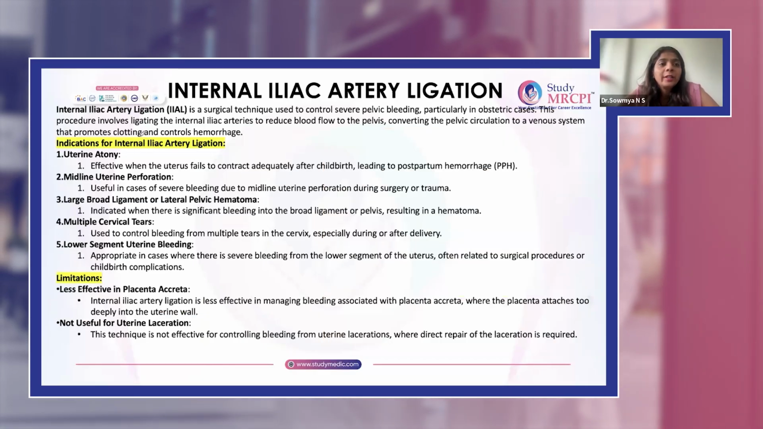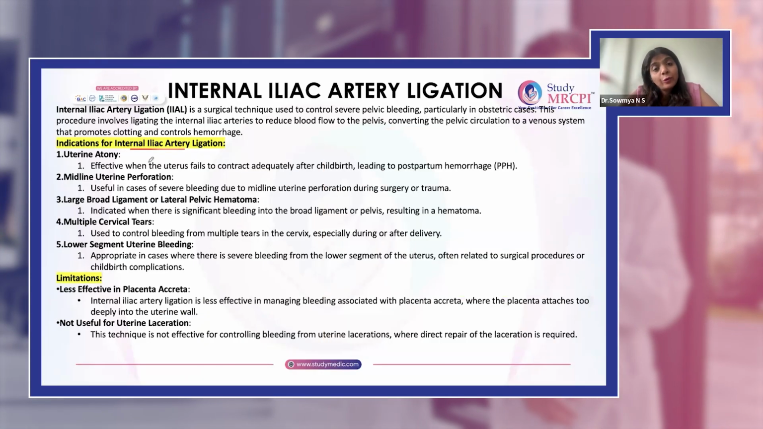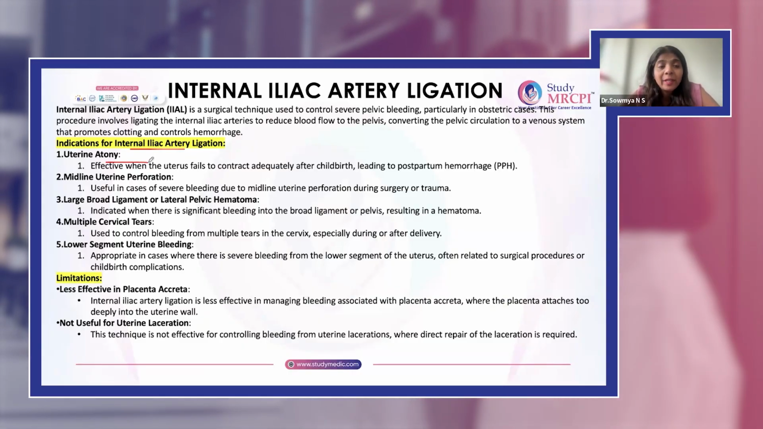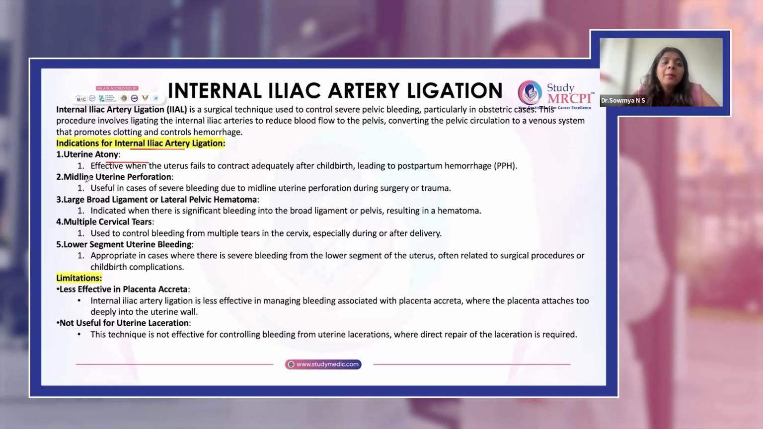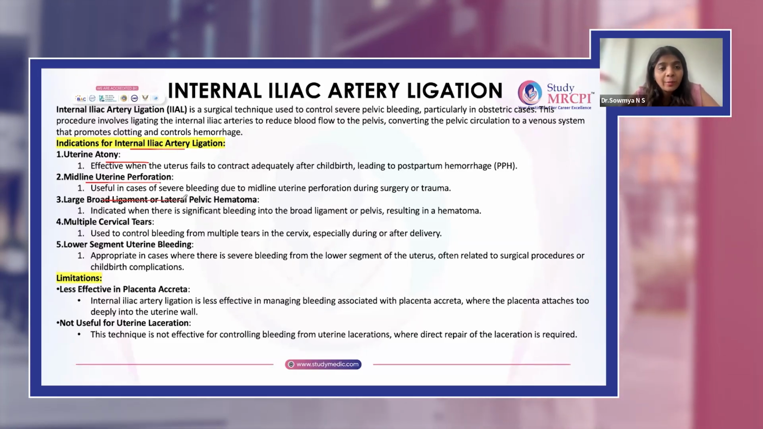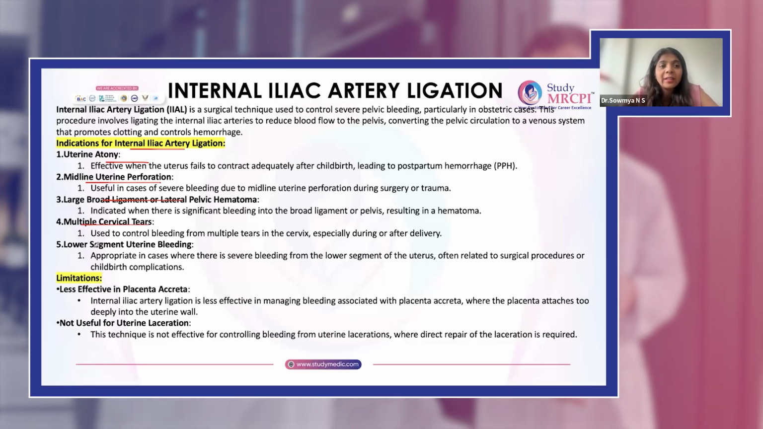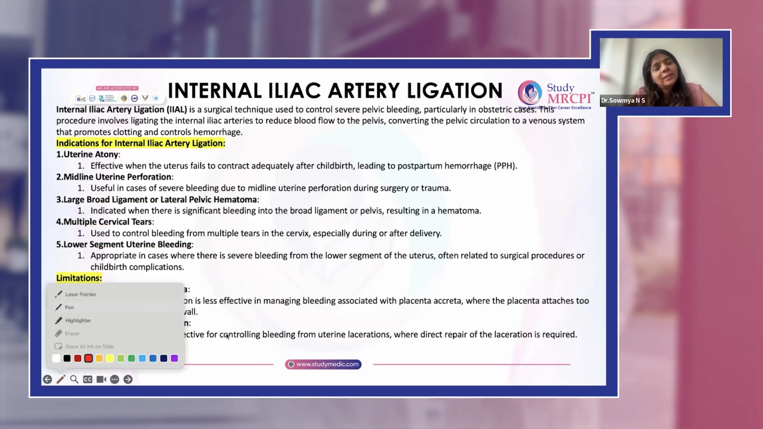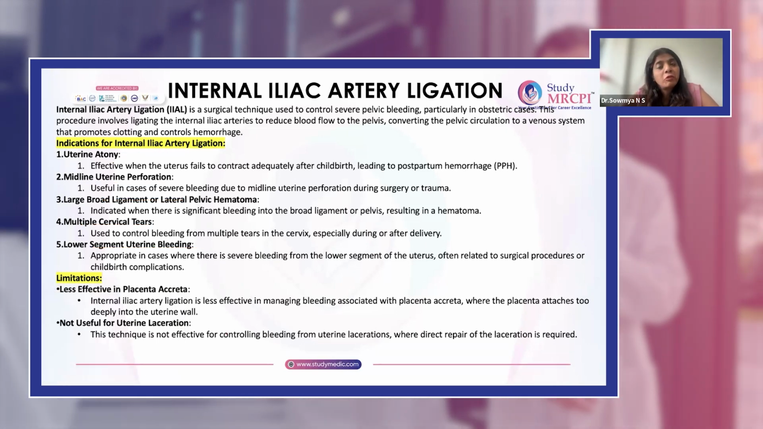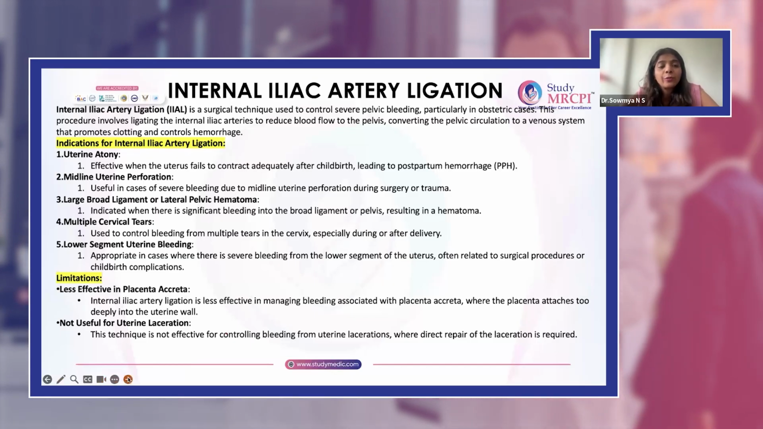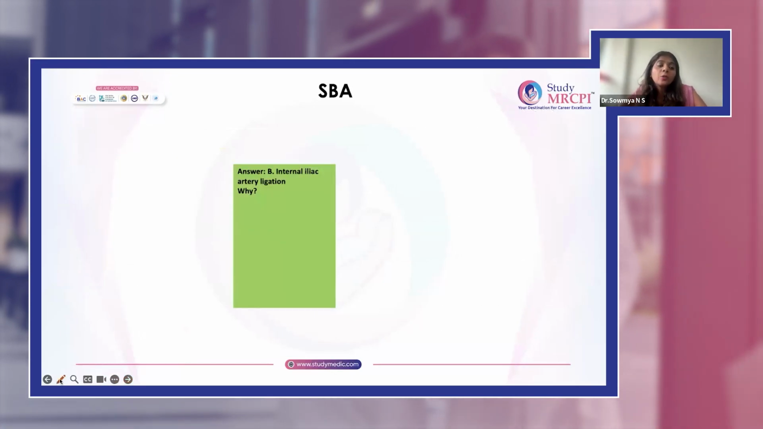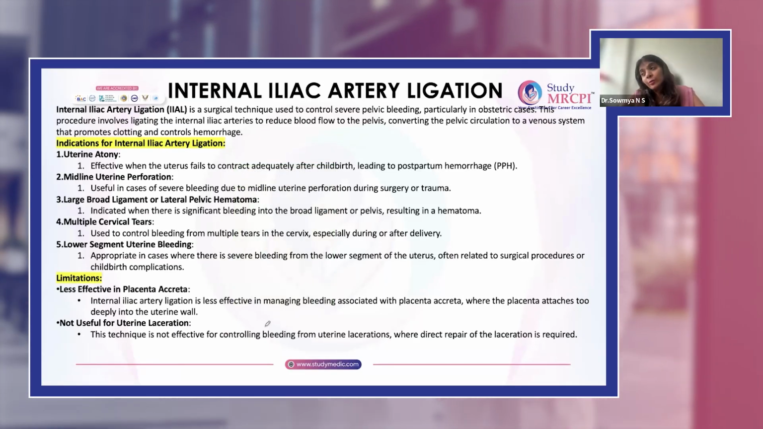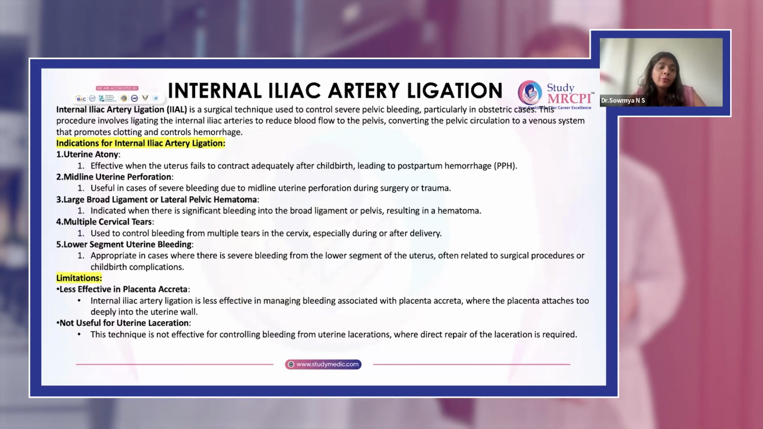So a bit about the internal iliac artery. Indications will be, of course, if you have tried uterine artery ligation, then the next thing in PPH could be the internal iliac artery. Midline uterine perforations, large broad ligament or lateral pelvic hematomas, multiple cervical tears, lower segment uterine bleeding. Those are the indications, and of course it is less effective in placenta accreta for obvious reasons and not useful for uterine lacerations. If it's purely a uterine laceration, you would think of the uterine artery. Once it is extended to the broad ligament, you go for internal iliac.